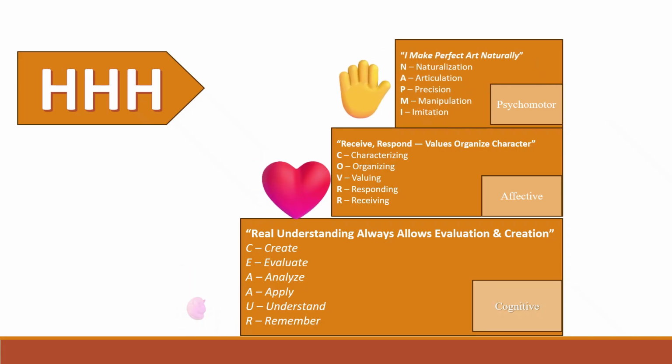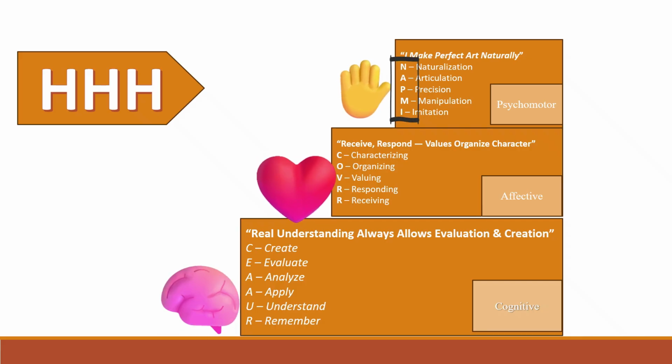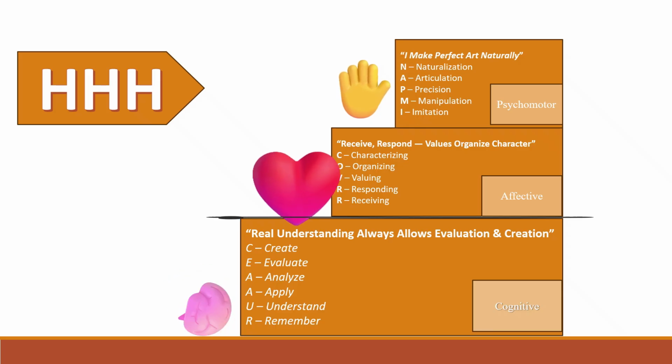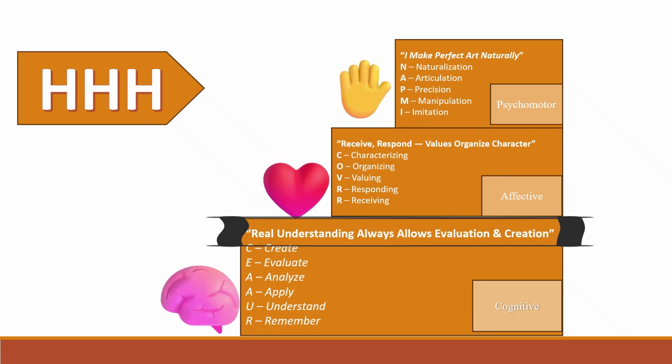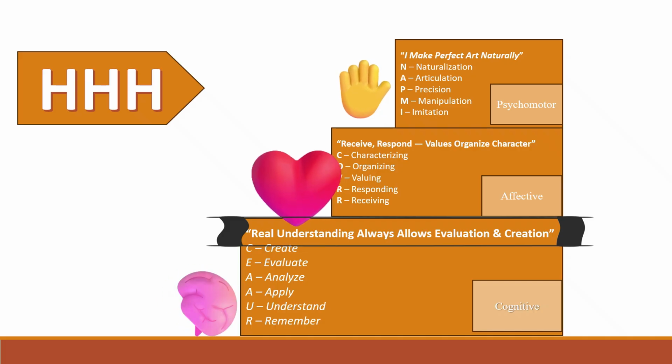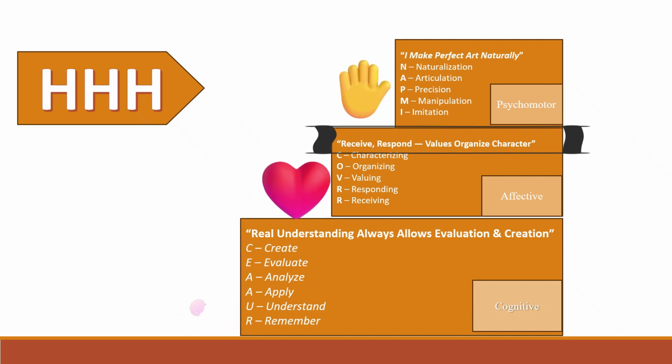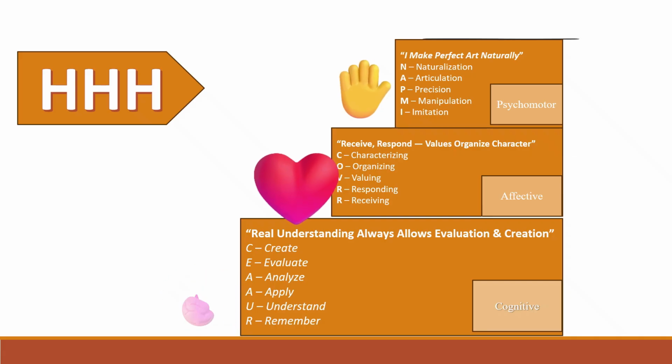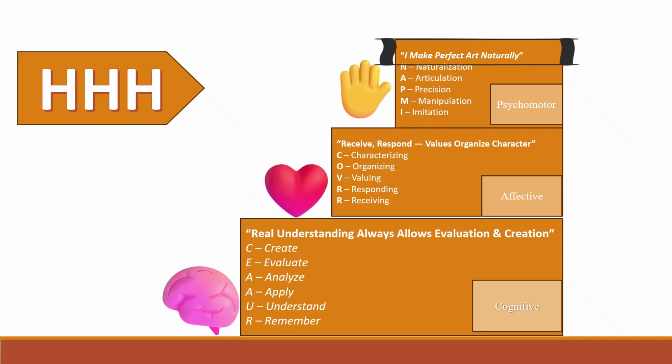A commonly used mnemonic to remember the levels is, for the cognitive domain, RUA-AEC, affective domain, RRVOC, psychomotor domain, IMPAN. But my versions are, for the cognitive domain, real understanding always allows evaluation and creation. For the affective domain, receive or respond, values organize character. And finally, for the psychomotor domain, I make perfect art naturally.